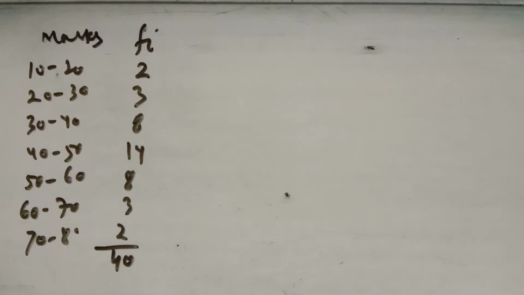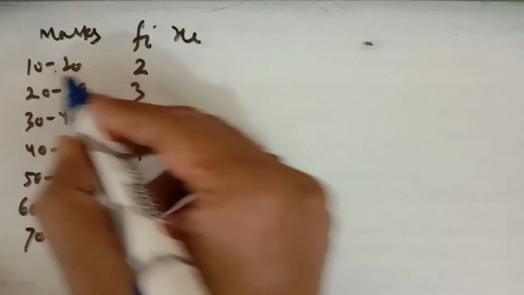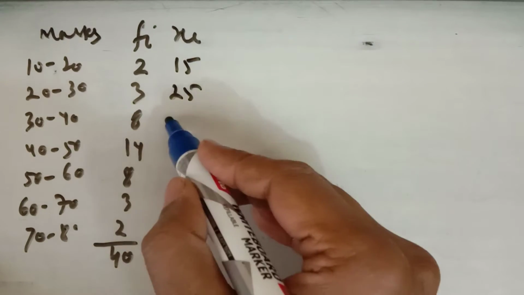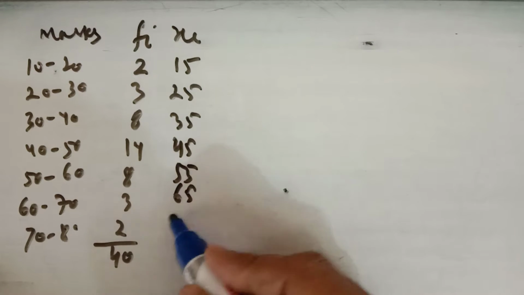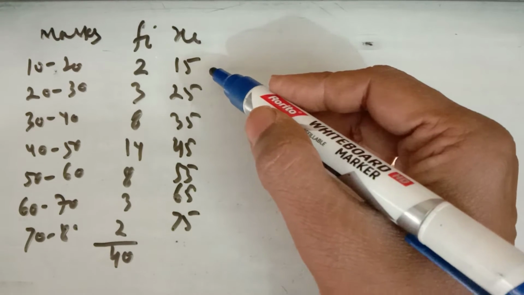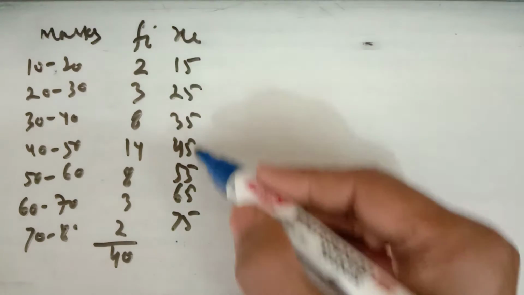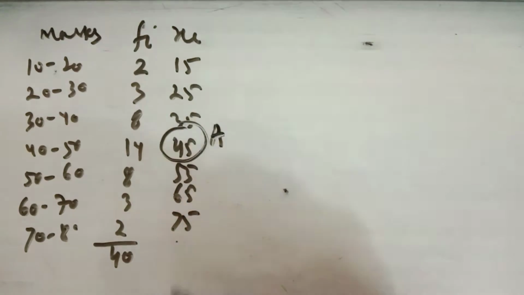Now to find the mean by using the shortcut method, first of all you have to find the class marks, which are the mid values: 15, 25, 35, 45, 55, 65 and 75. Now to find the mean deviation for the grouped data, we first find an assumed mean, which we take from the xi's, the middle value. So let the assumed mean of this data be 45.